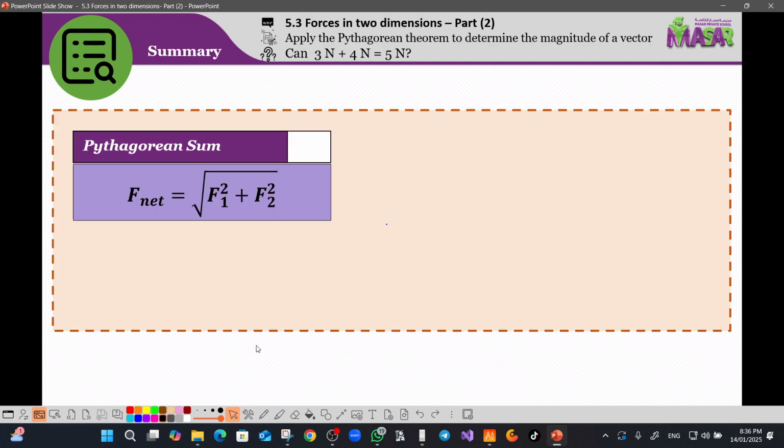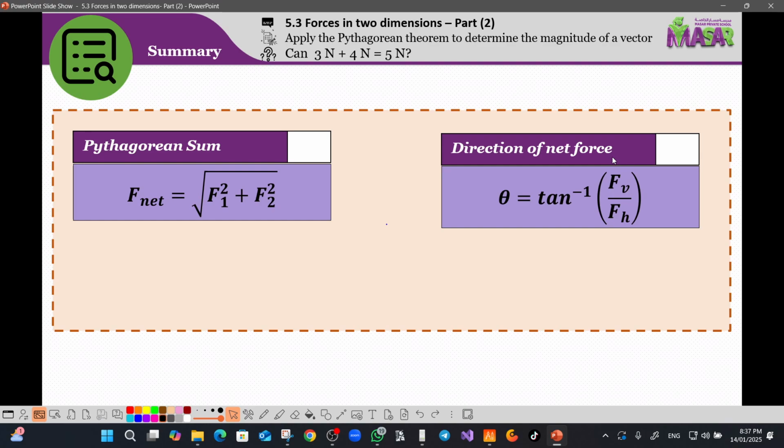Now, let's make a recap about the key ideas that we have covered during this lesson. We know that to add two forces together, if the angle between them is 90 degrees, then the net force of these two forces or these two vectors is given by the Pythagorean sum, and the Pythagorean sum is given by F net is equal to the square root of F1 squared plus F2 squared. The same thing can be said for the direction of the net force. This will help us to find a numerical value, a more accurate and precise answer to determine and describe the direction, and it's given by theta is equal to tangent inverse of FV over FH.